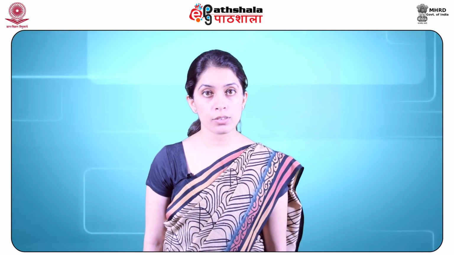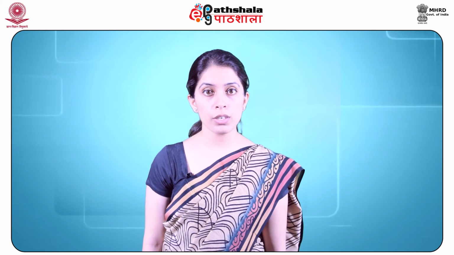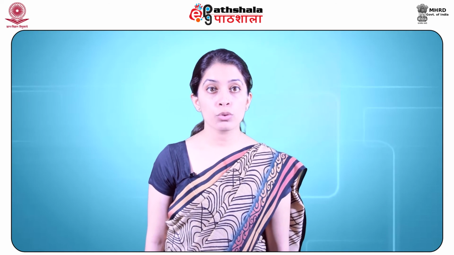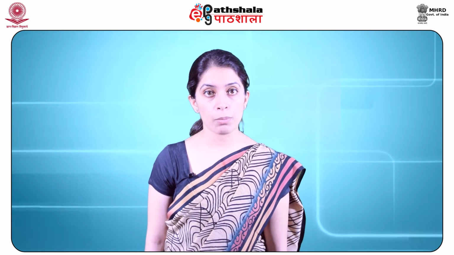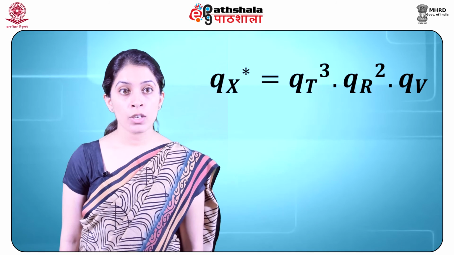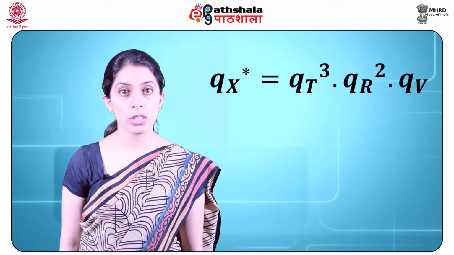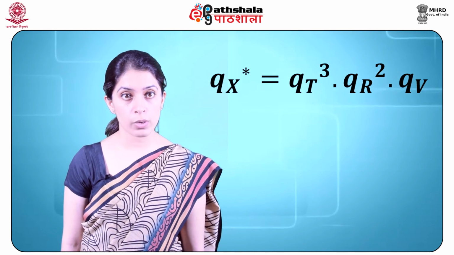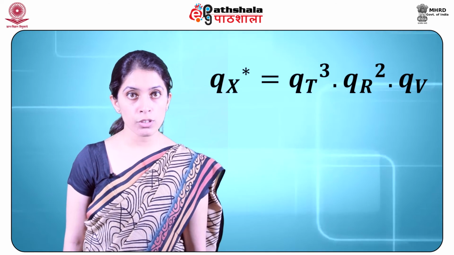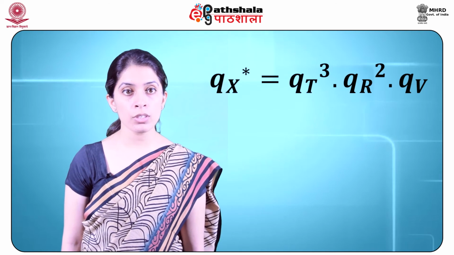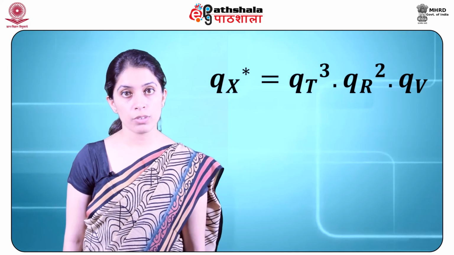Now since the transition state complex is a linear diatomic molecule with 3 translational degrees of freedom, 2 rotational degrees of freedom and 1 vibrational degree of freedom, the partition function for the transition state complex is expressed as Qx star equals Qt cube into Qr square into Qv. Over here Qt refers to the translational partition function, Qr to the rotational partition function, and Qv to the vibrational partition function.